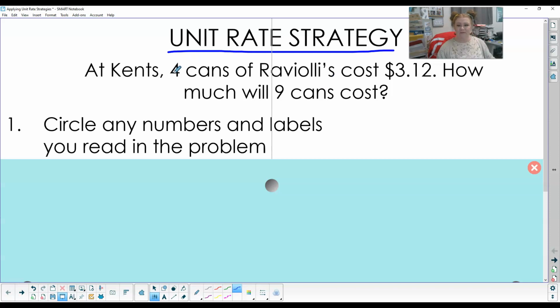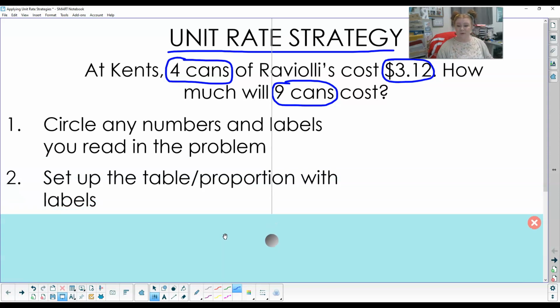So I can see here we have 4 for what? 4 cans. So I'm circling that. And that's cans of ravioli, but cans is a great label for it. And that costs $3.12. So I see 3.12, that is money. So I'm going to circle that money label with it. Then how much will 9 cans cost? So there's my 3 pieces. So step one, very easy, but very important that we know what is 4. 4 is cans, 9 is cans, 3.12 is money. So they really need that distinction there.